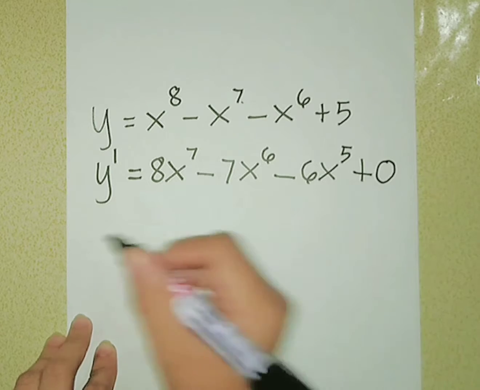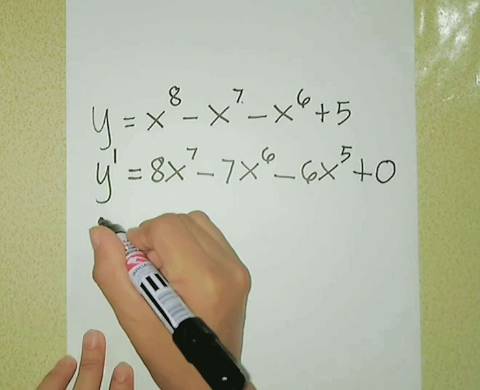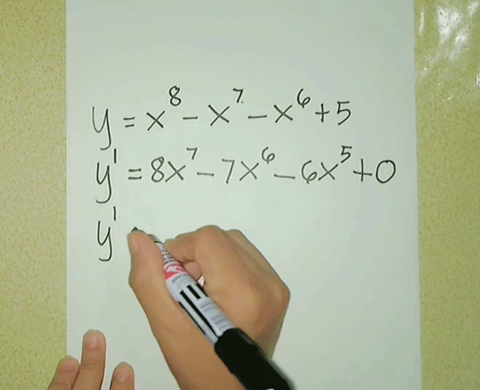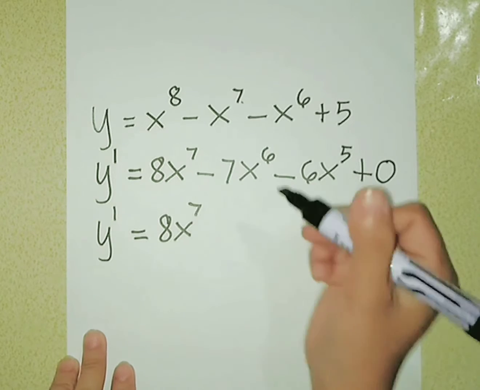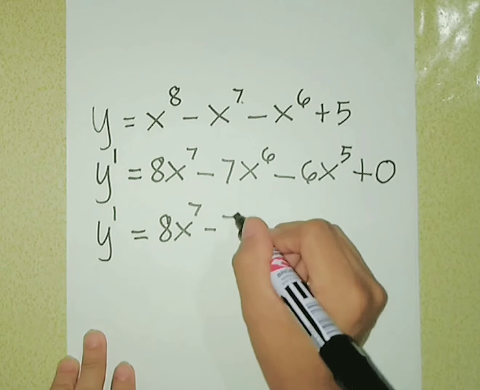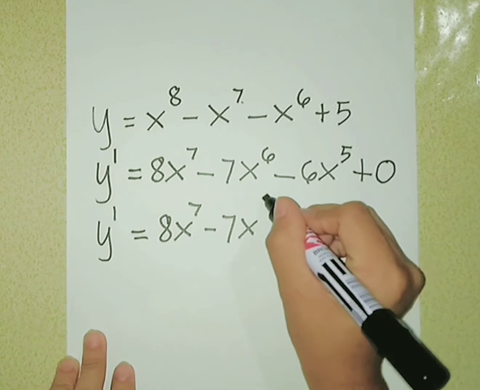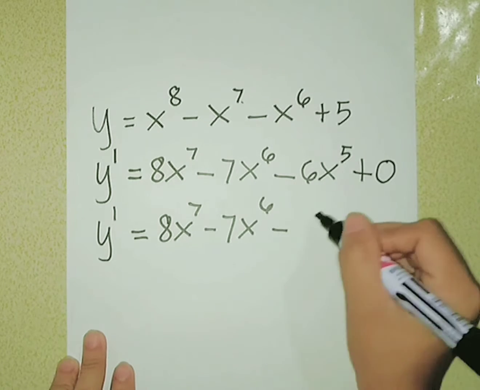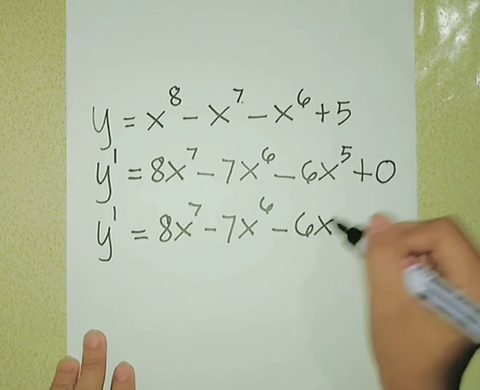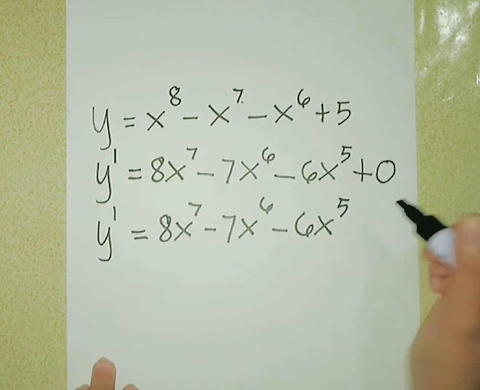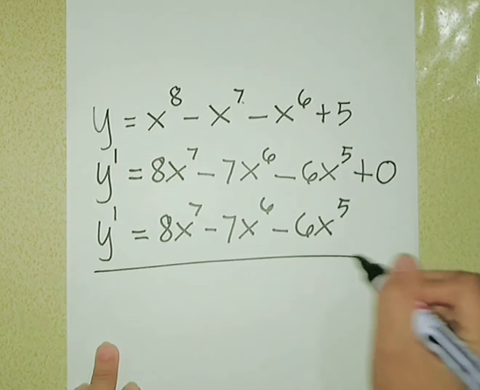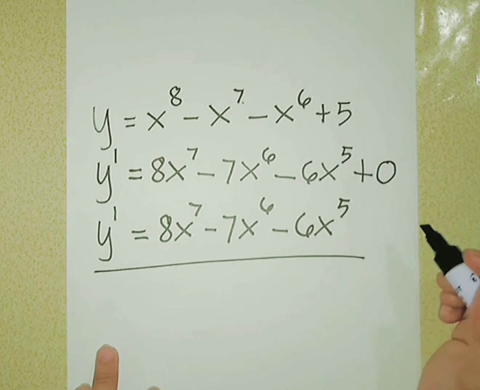0. So we get the answer y prime equals 8x raised to 7 minus 7x raised to 6 minus 6x raised to 5. So this is the answer, and that is the power rule.